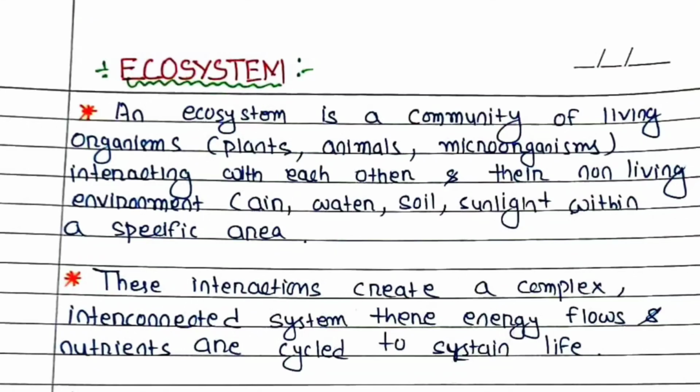What is non-living environment? It is the air, water, soil, sunlight which surround us within a specific area. So it is basically the interaction of the living component and the non-living component within a specific area. This interaction creates a complex interconnected system where energy flows and nutrients are recycled to sustain life. So the work of ecosystem is to sustain life within it.